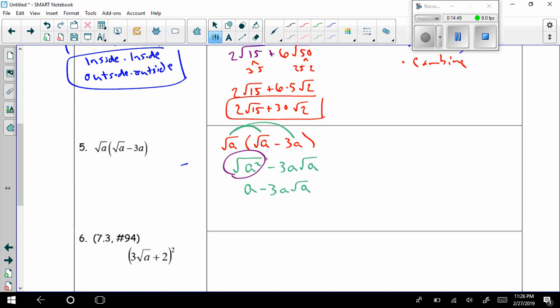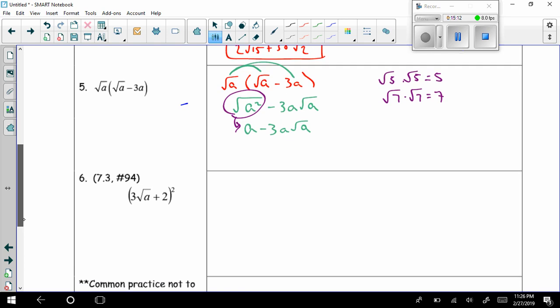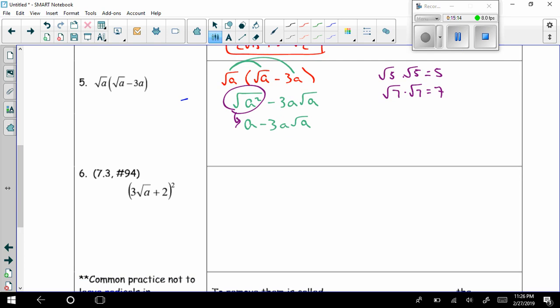Anytime you multiply something times itself, so square root of 5 times square root of 5 equals 5. Square root of 7 times square root of 7 will equal 7. Because remember, it's the opposite of squaring. So A times A is A squared. 5 times 5 is 5 squared. And then I take the square root of that. Okay, so just make sure you're thinking about that as you go through.